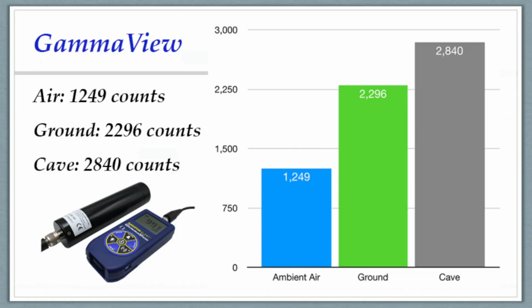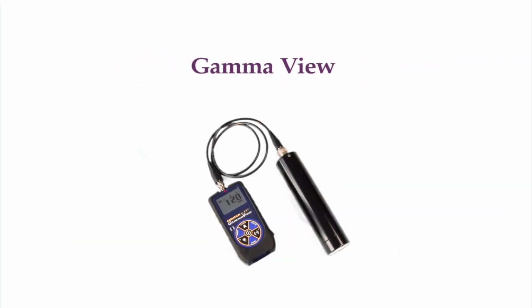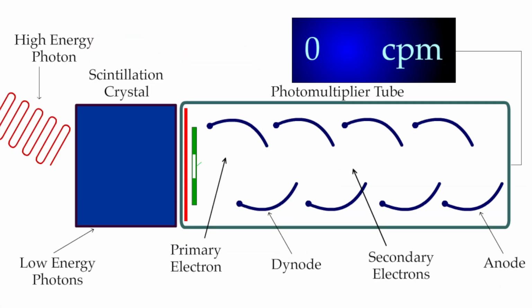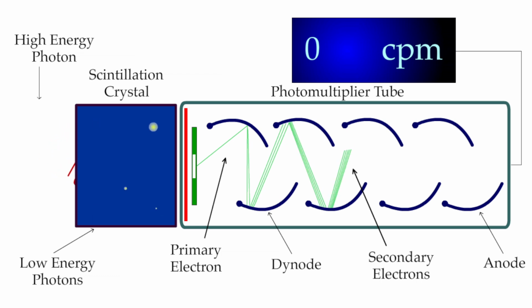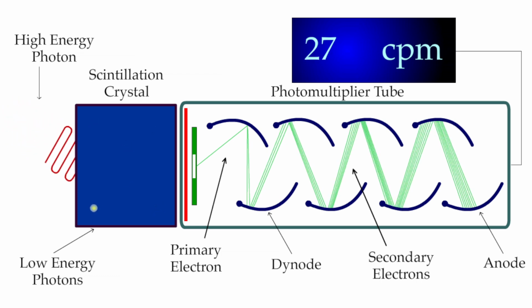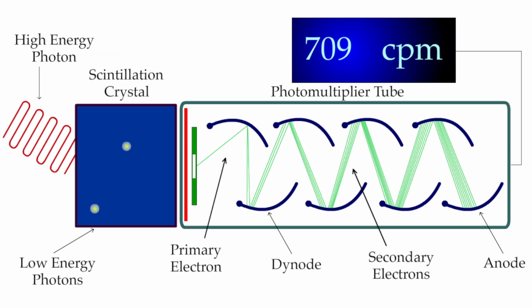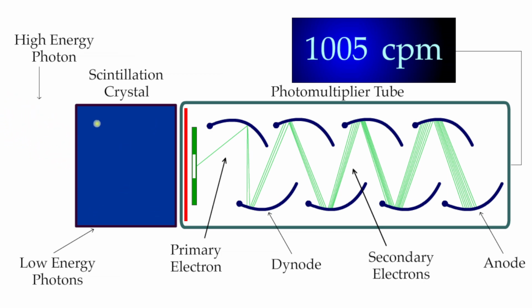Reviewing the results, the ground and cave emitted noticeably more radiation than ambient air. The radiation surges in the active areas are minute, but the GammaView was sensitive enough to detect something. The GammaView utilizes scintillation, the process through which ionizing radiation is converted into visible light photons. The crystal emits light photons when gamma and X-ray radiation are present. The photons are converted to electrons in the photomultiplier tube, which counts the pulses.